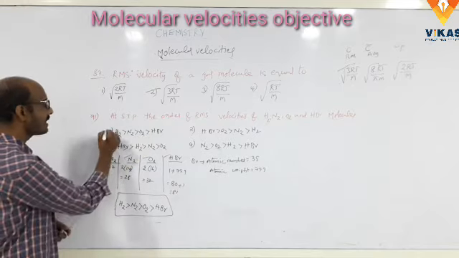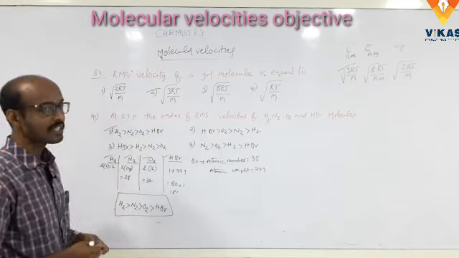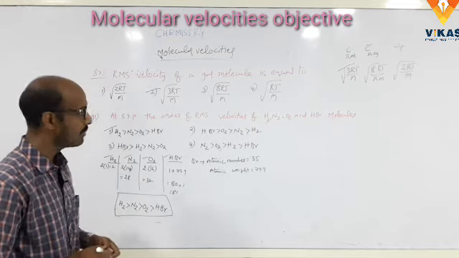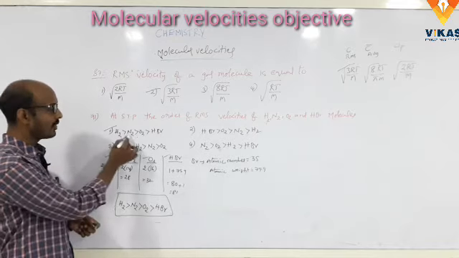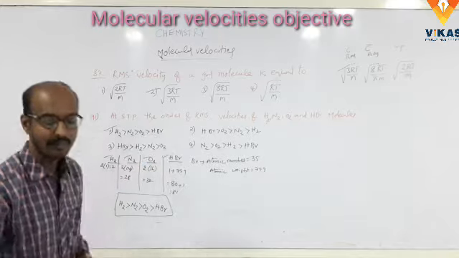Clear? What is the answer? At STP, the order of the RMS velocities of H2, N2, O2, HBr molecules is H2 greater than N2 greater than O2 greater than HBr. Clear? And next question.